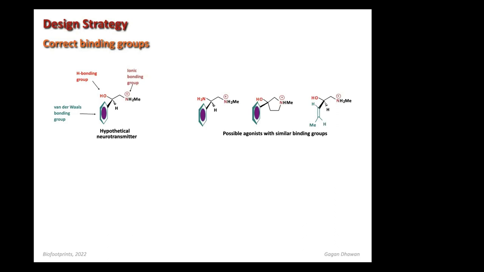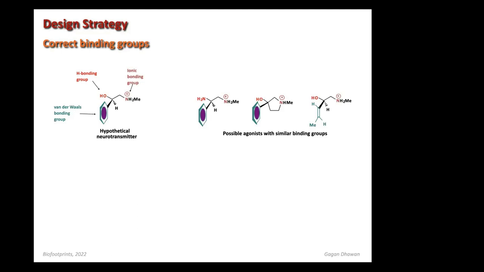Similarly, if you see this hypothetical molecule, there is a CH2 group with NH2. That means there's a single bond and free rotation is possible. You can restrict this rotation by forming a cyclohexane, a cyclopentane kind of ring. A five-membered ring, if you see, we can form this tetrahydropyrrole kind of ring with NH2, because pentane is a five-membered carbon ring. In this case, we have nitrogen in the ring. So these are the possible agonist molecules which you can design.